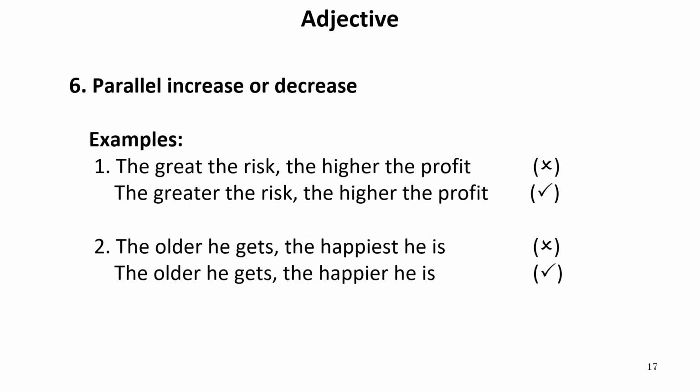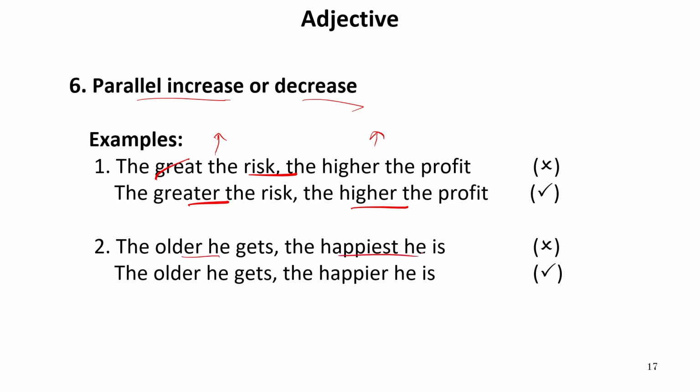Now, let us move further. Whenever we see a parallel increase or decrease, or when two things are increasing or decreasing parallelly, or proportionally, in direct proportion, in inverse proportion, there also we use comparative degree of adjective. For example, the greater the risk, the higher the profit. Here risk is increasing and profit is also increasing, so there is a parallel increase. So 'great the risk', great should be replaced with greater. The greater the risk, the higher the profit.